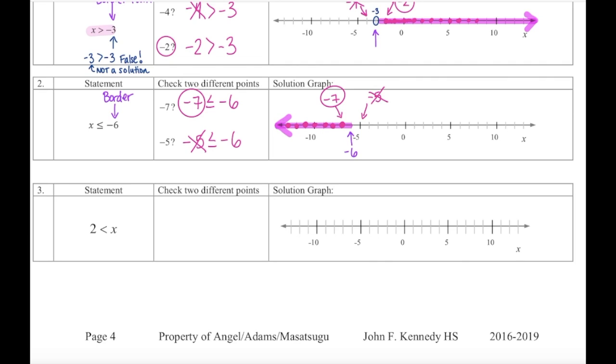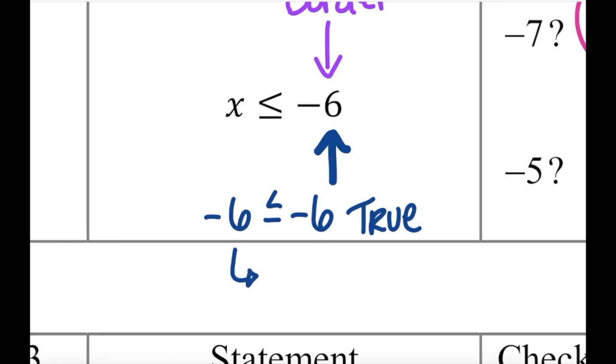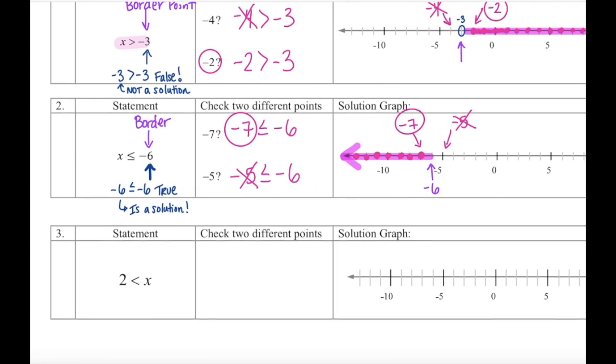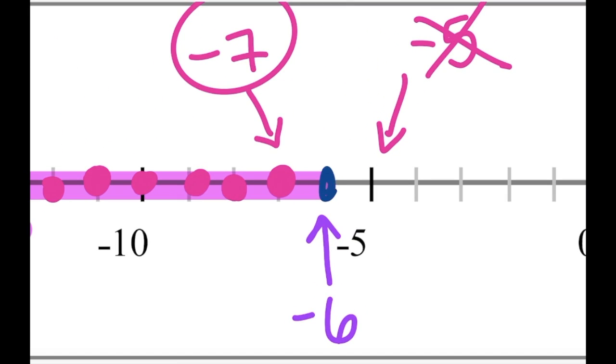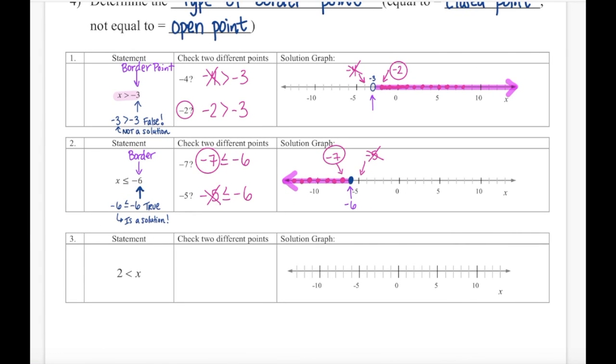Final step, though, we have to figure out, well, what about negative 6? Is that also a solution? Let's zoom in. Is negative 6 less than or equal to negative 6? This is true, meaning negative 6 is a solution. It should be included in our solution set. So that means when I zoom in here to negative 6, it deserves a closed point, because closed points show solutions. And problem number 2 is done. This is the set of infinite solutions to the inequality x is less than or equal to negative 6.